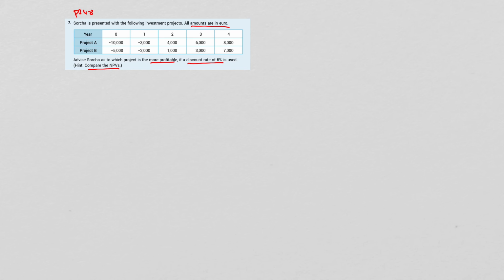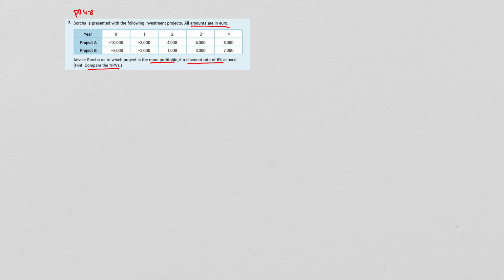So project A has year 0, so they have minus €10,000. In other words, they've had to input €10,000 into the company. And in year 1, they've also had to input another €3,000. So in other words, there's cash outflow. And then in year 2, we have an inflow, so we have a positive value, so 4,000, and in year 3, 6,000, and in year 4, 8,000.